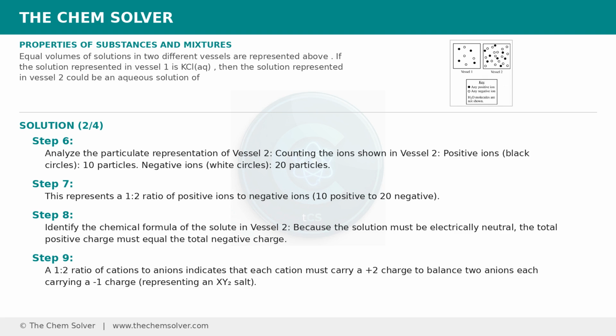Identify the chemical formula of the solute in vessel 2. Because the solution must be electrically neutral, the total positive charge must equal the total negative charge. A 1-to-2 ratio of cations to anions indicates that each cation must carry a +2 charge to balance 2 anions, each carrying a -1 charge, representing an XY2 salt.